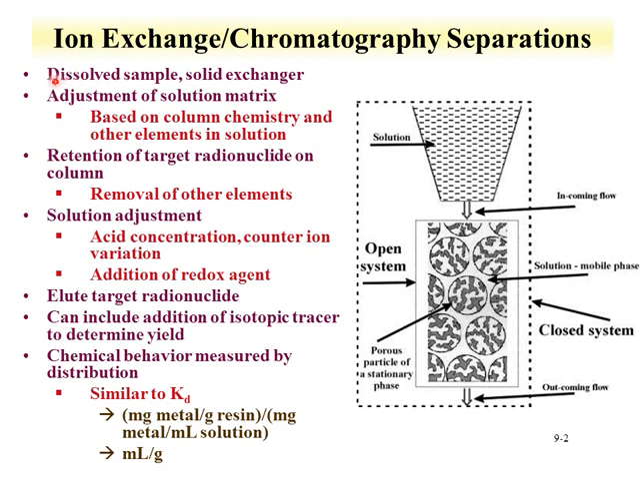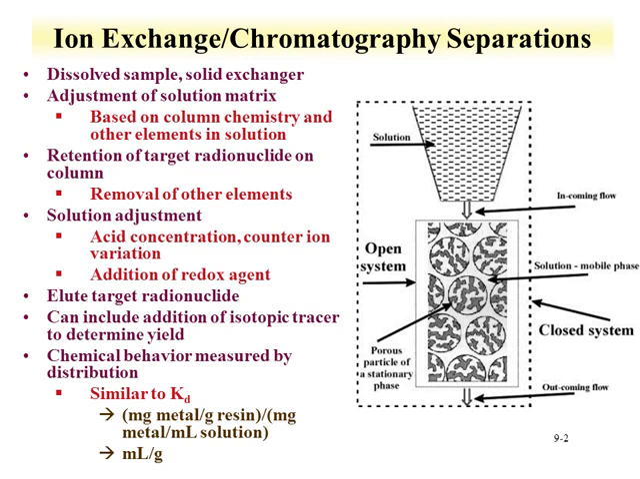Separation is achieved by adjustment of the solution matrix. This is based upon the chemistry of the column. In other words, we could have a cation or anion exchanger, and the solution of the elements that we're interested in separating, including the target element itself. Generally, what occurs is that we have retention of a target radionuclide on a column. The other elements can be removed, and then the purified target radionuclide can be removed from the column. It is also possible to sorb all the other elements that you're not interested in onto a column and allow your target radionuclide to flow through.